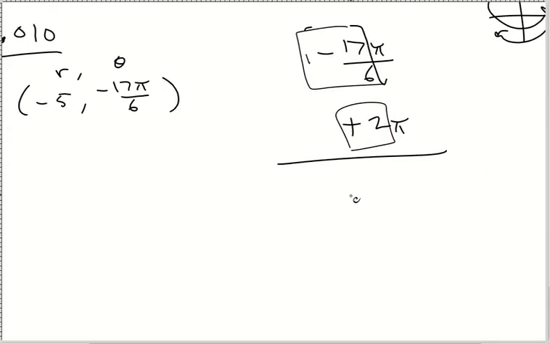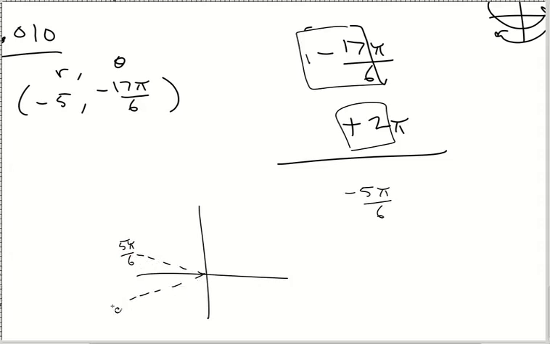I got negative 5 pi over 6. That's much more manageable. I can actually draw that. So where's negative 5 pi over 6? A positive 5 pi over 6 is over here. Again, I'm kind of using the unit circle. So a negative would be over here, negative 5 pi over 6. Again, because this is the positive, this is now the negative.